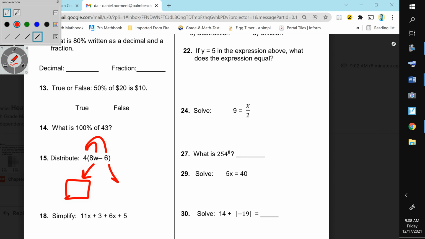Number 15, you need to multiply these two. Multiply these two. And then bring that minus down. Oops. Bring it down, and you can't subtract that. You just keep it like that. That's going to be your answer.